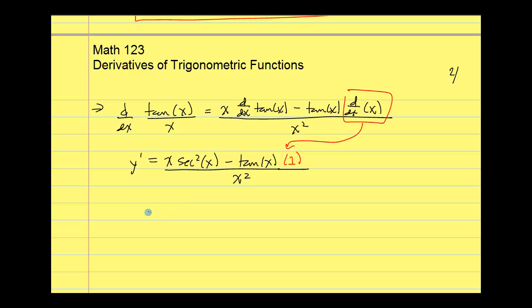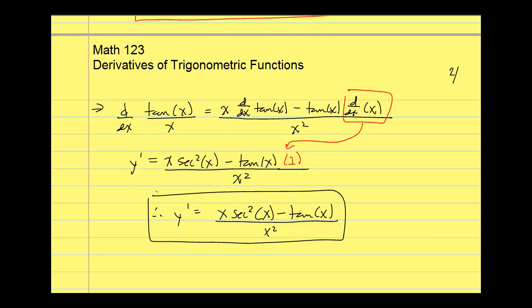So y prime is equal to x secant squared of x minus tangent of x, all over x squared. Whoops, forgot to close that parenthesis. Okay, so there's our derivative.